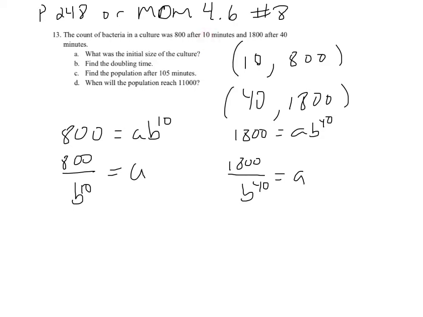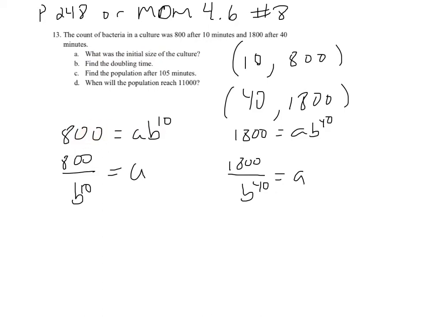So I know after 10 minutes, so X is 10, or T is 10, and the population is 800. And then after 40 minutes, the population is 1800. So the first thing they want me to find is the initial size, which is A. So I just used an exponential growth model.